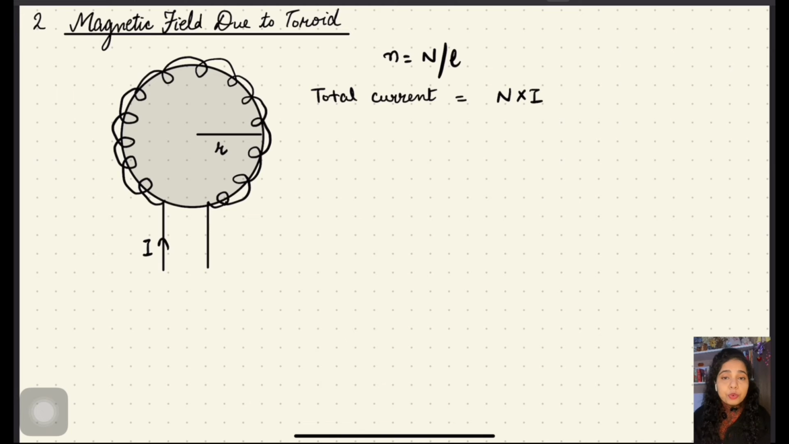In order to find the total current, we need the total number of turns. Here in this case, small n represents the number of turns per unit length. The total length of the toroid is 2 pi r, and this toroid contains small n turns per unit length. Therefore, the total number of turns in this toroid is 2 pi r into n. Therefore, the total current flowing through this toroid, total current I dash, is equal to 2 pi r n I. So this is the total current.